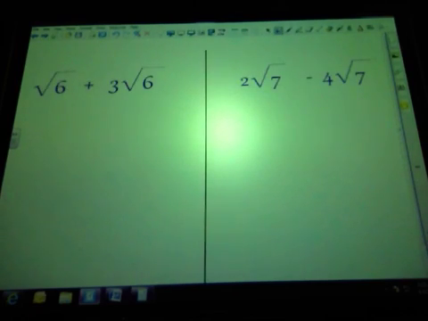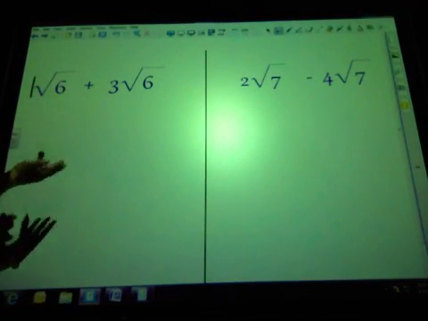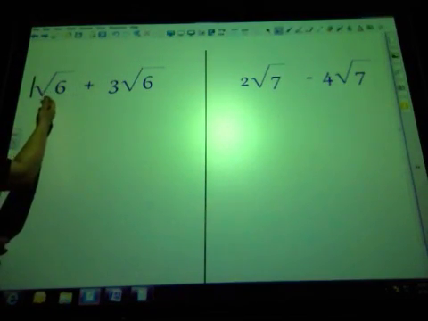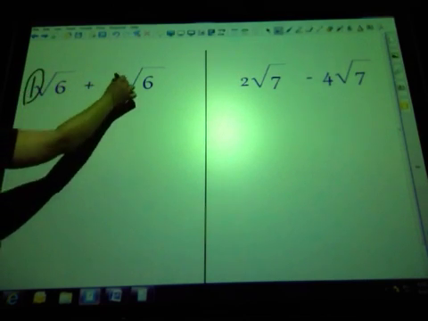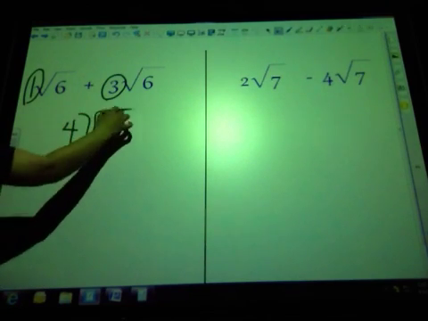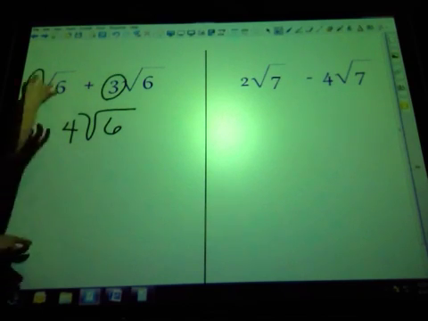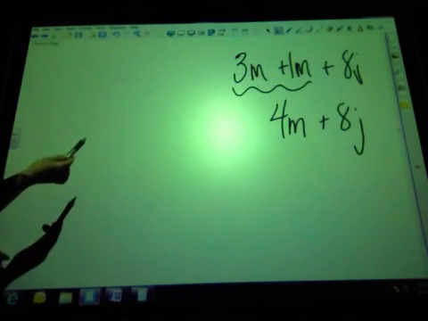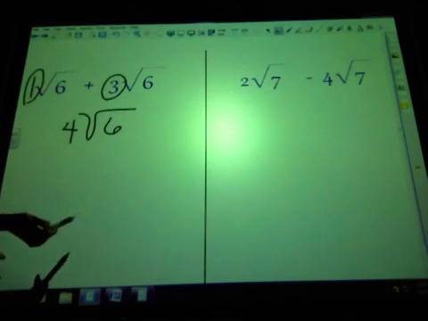Simplifying radicals is the same principle. On the left, we have square root of 6 plus 3 times the square root of 6. So we're just going to combine this. This first square root of 6 is just a 1. There's just one of them. So 1 times the square root of 6 plus 3 times the square root of 6. We just add the numbers that are out in front. 1 plus 3 is 4. And then our square root of 6 just stays square root of 6. Just like when we did 3m plus 1m, the m stayed the same. It was just the number in front of it that changed.